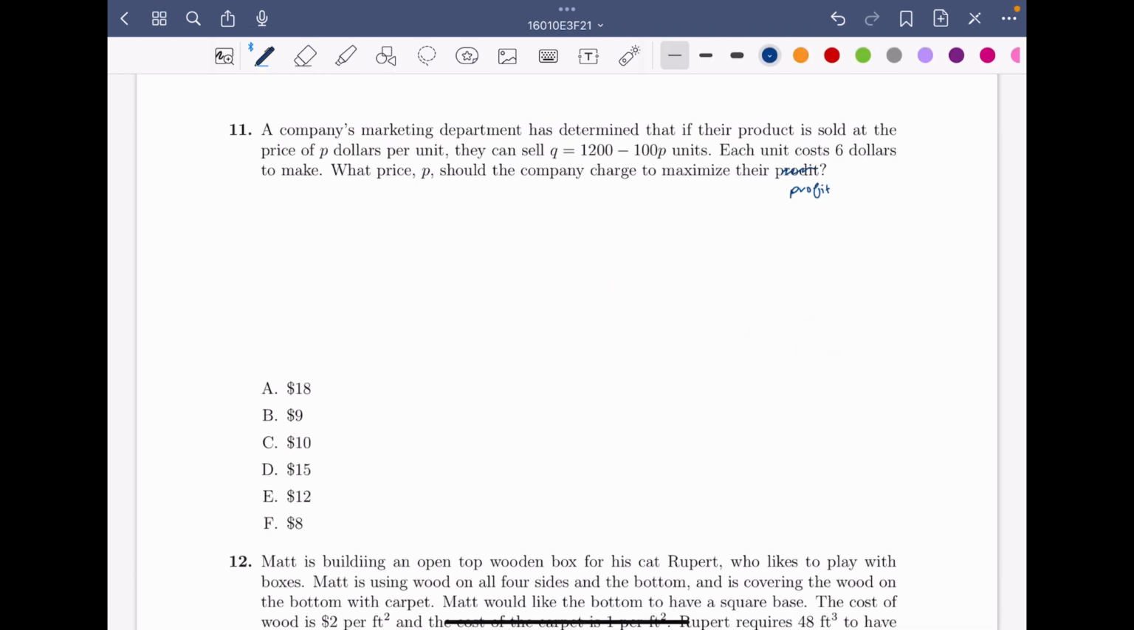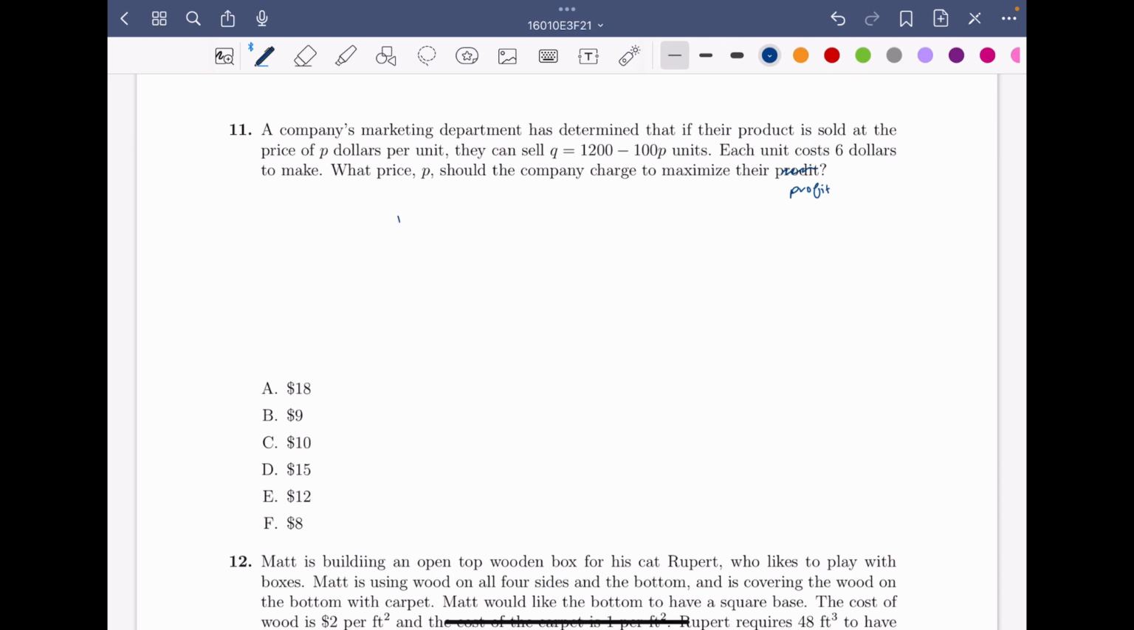Okay. A company's marketing department has determined that if their product is sold at a price of P dollars per unit, they can sell Q equals 1,200 minus 100P units. Each unit costs $6 to make. What price P should the company charge to maximize their profit?